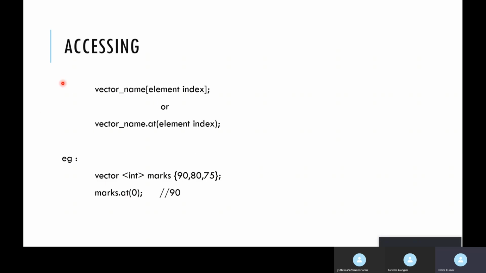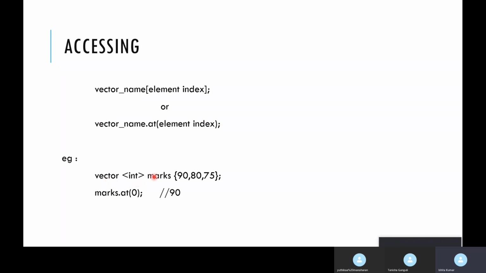Now to access a vector element, it is very similar to an array. You can just give the vector name and the index. But the thing with this type of accessing is there is no bounds checking. And since you don't really know the size of a vector, you won't get an error here. If you use this syntax, vector name dot at and then the element index, there will be bounds checking, and in case you're exceeding the bounds, you'll get an error.